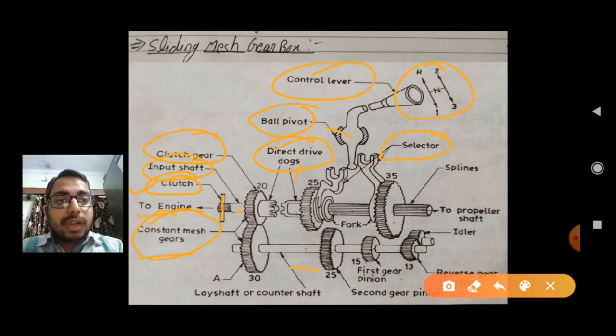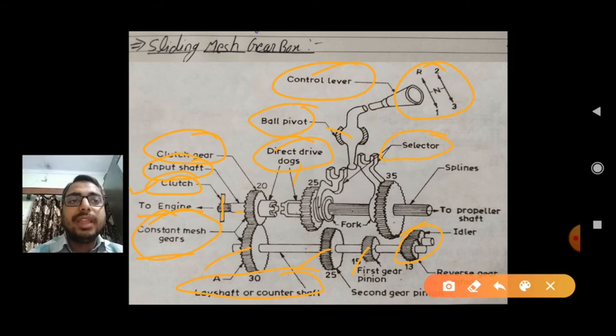Further, the lathe shaft or the counter shaft. The shaft which is parallel to the engine shaft is known as the lathe shaft, or you can say counter shaft. In this shaft, different numbers of gears, first, second, third, and a reverse gear arrangement also take place, and the sizes of these gears vary according to your need of speed, and according to the need of your power transmission or torque transmission. Different sizes of gears are placed on the lathe shaft.